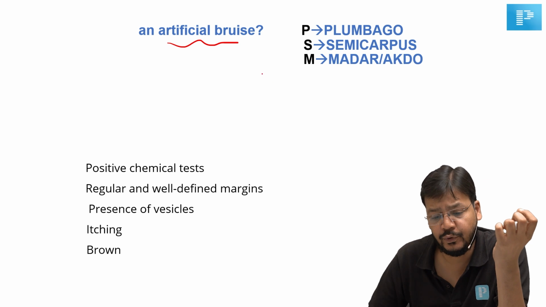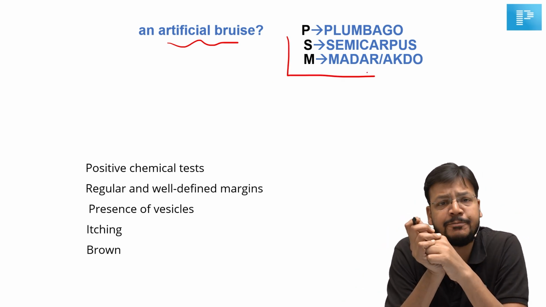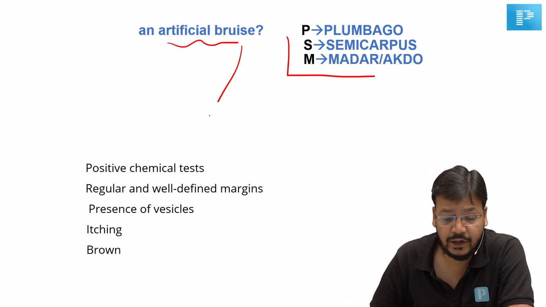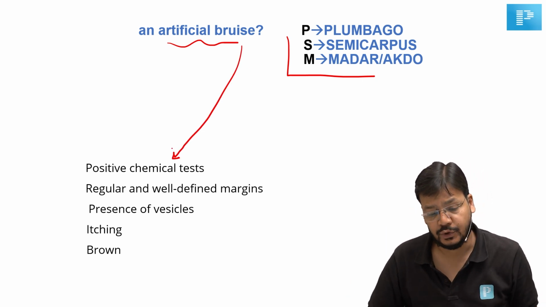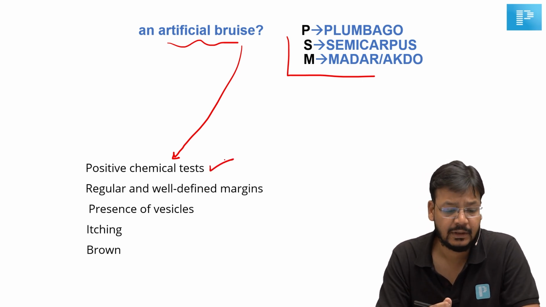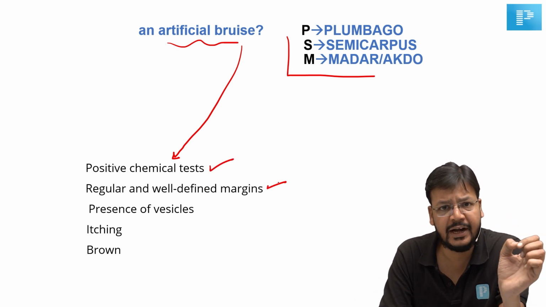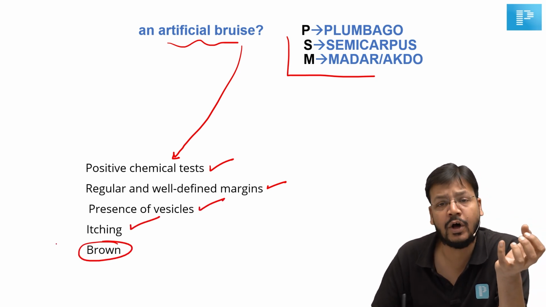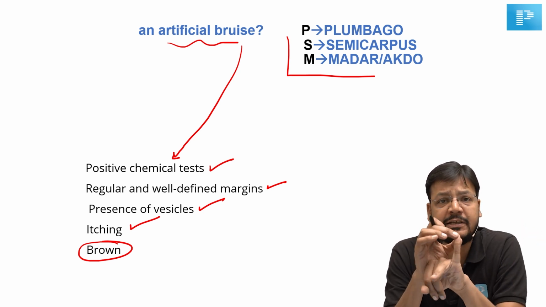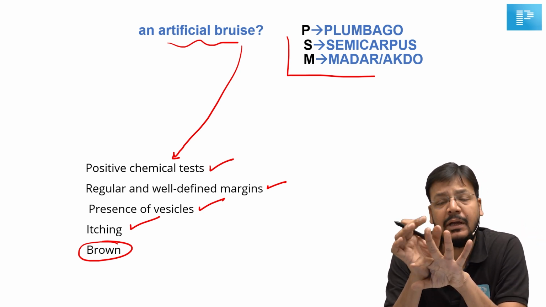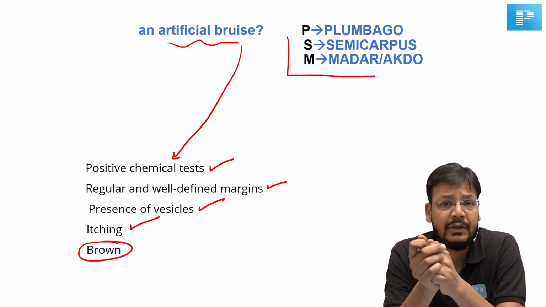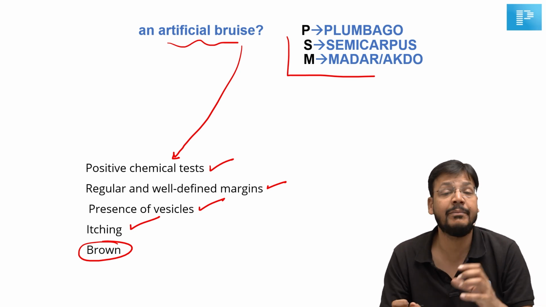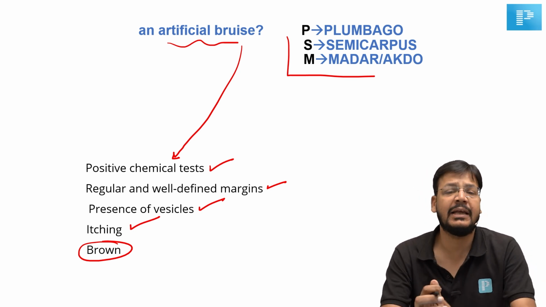Sir, artificial bruise is produced by three plants, PSM. What is this PSM? Plumbago, semecarpus, and madar. Dr. Saab, these are not a normal bruise. This is artificially produced. So there will be a positive chemical test, regular and well-defined margin, presence of vesicles, itching, and there is always a brown color. Madar is calotropis or akdo. That is an artificial bruise.